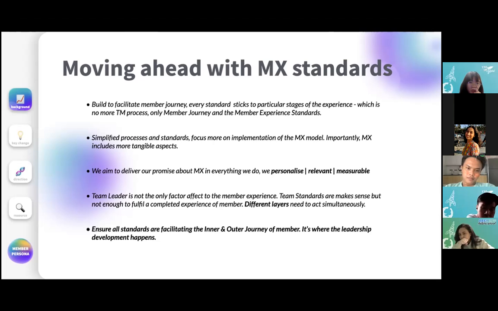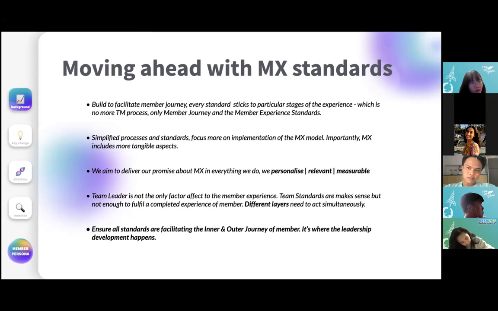Coming to the next point, we aim to deliver our promise about MX in everything we do. We personalize relevant and measurable experiences. So when we say MX standards, if you look at them, it's not just a responsibility of the team leader or an LCVP. A lot of standards also include the entire executive board, or the MC, right? And that is how we realize that the membership experience is not the sole responsibility of team leaders, but at the same time, it's the responsibility of everyone in the organization to provide a good membership experience.